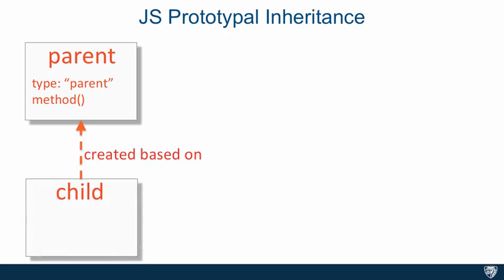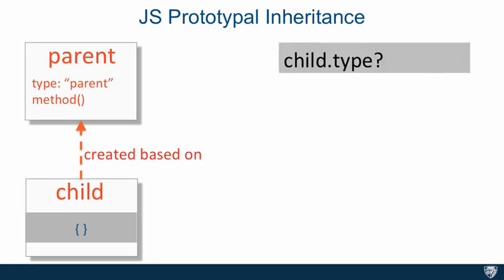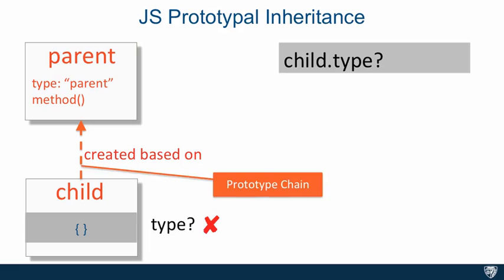Then, if we create a child object that is going to be based on our parent object, that child object will start off with being simply an empty object. However, if we try to evaluate an expression child.type, the JavaScript engine will look into the child object and look to see if it has the type property. In this case, it doesn't. So what it will do, the JavaScript engine will then look to the prototype chain to see which object is actually the parent of this child object. And in this case, it's the parent object itself.